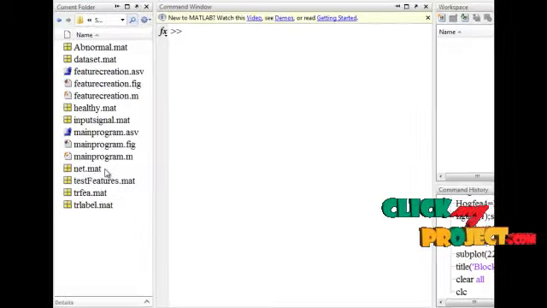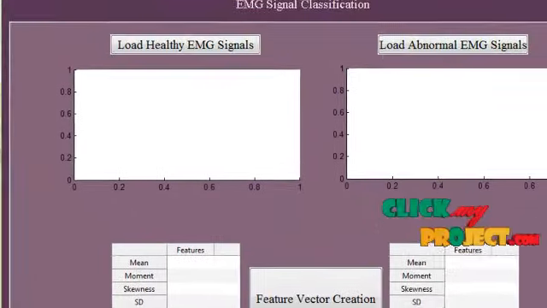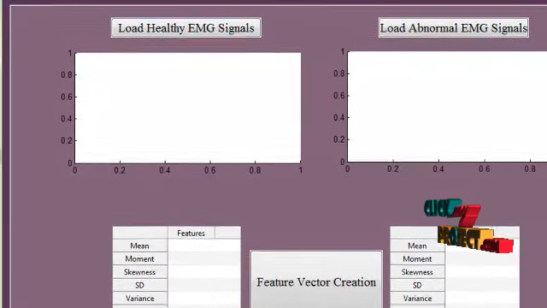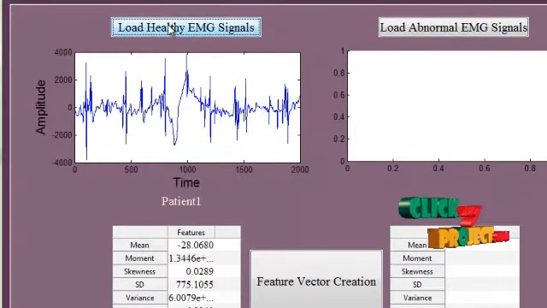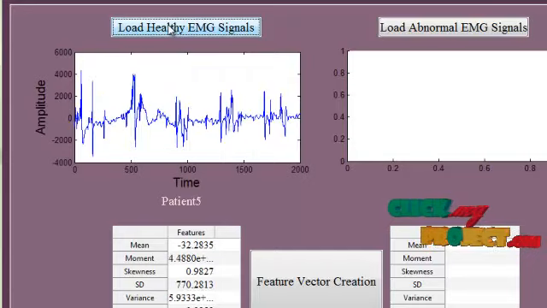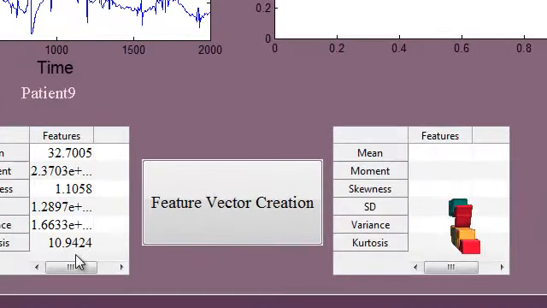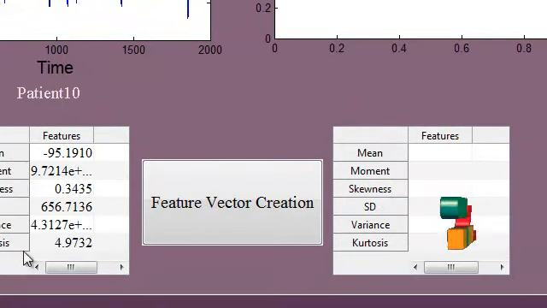Regarding the execution of the program, select main program.m and press run file. We will be getting a GUI designed. This is your main program file. First I am loading the healthy patient EMG signal. The dataset has some 10 patients. As the signal is displayed, the features will be extracted. The features are mean, moment, skewness, standard deviation, variance, and kurtosis.